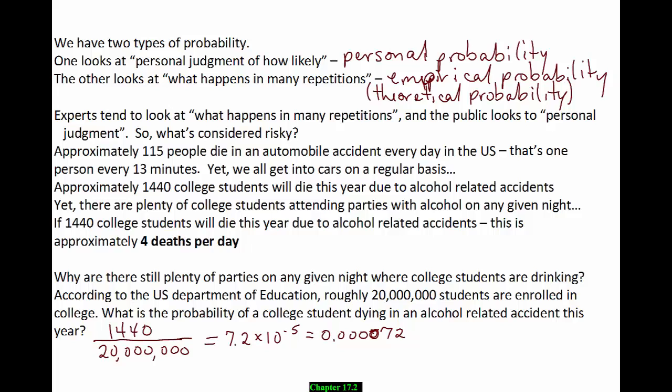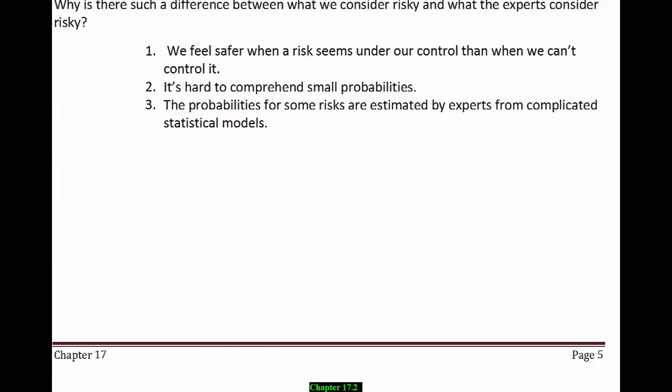So does this help you understand why there's such a difference between what the experts consider risky and what we consider risky? It's really hard to comprehend a probability that small. So there are 3 things we'll discuss when we're thinking about the differences between what we consider risky and what the experts consider risky. Number 2 on the list is the one we just illustrated. It's hard to comprehend really small probabilities.